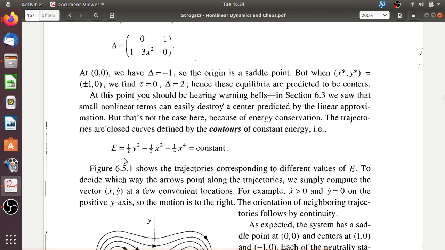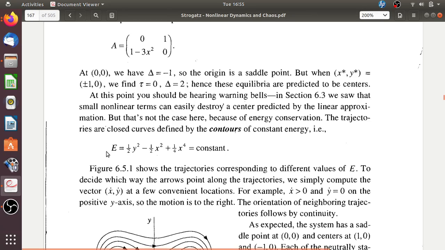And our claim is that for such a system we cannot have a stable spiral or unstable spiral. We can expect a center.